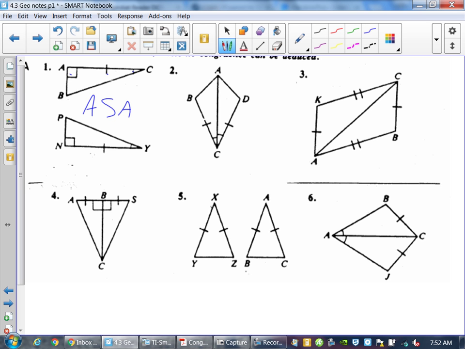Two, what do you have to mark your diagram with? The shared side. Remember what we called shared side? Reflexive, good. So we have a reflexive side, it's shared. So now we have side, angle, side.